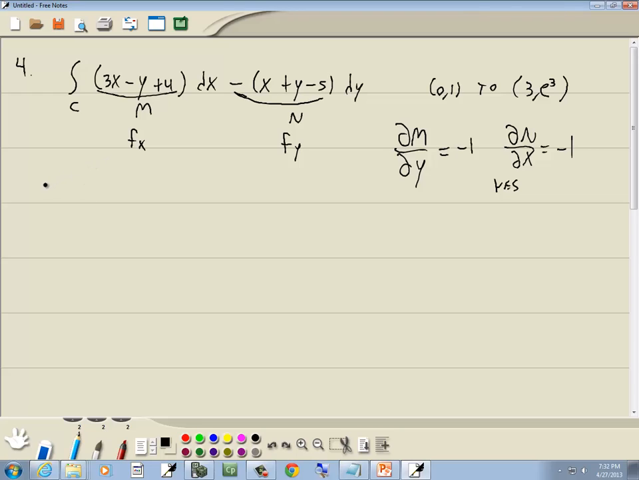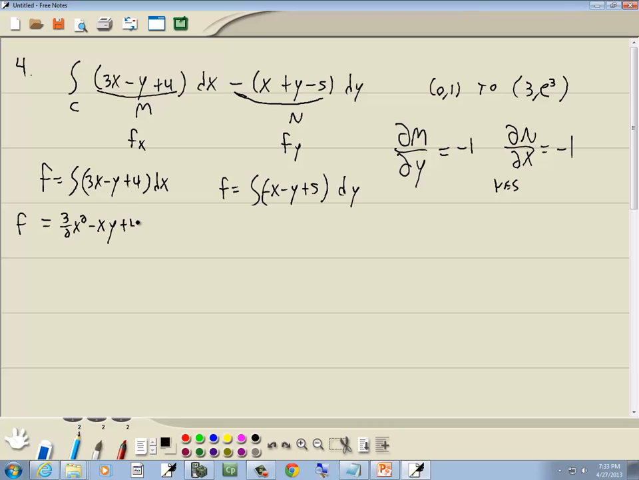So, for this one, to find f, we're going to take the integral of 3x minus y plus 4 with respect to x. And on this side, we'll take the integral of negative x minus y plus 5, I carried a negative through, with respect to y. So for this one, with respect to x, that gives us 3/2 x squared minus xy plus 4x. And this one, with respect to y, gives us negative xy minus 1/2 y squared plus 5y.